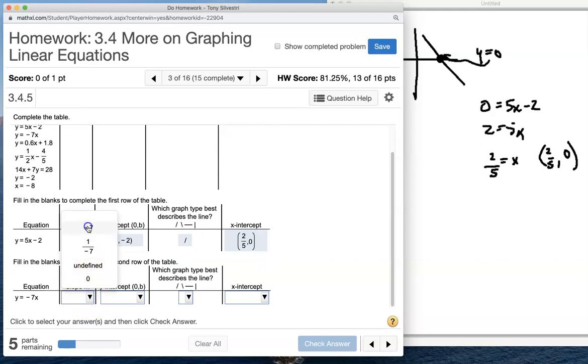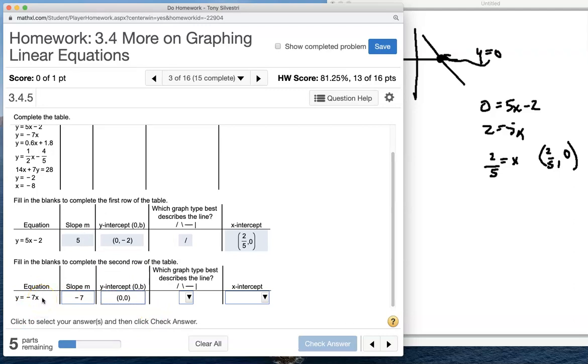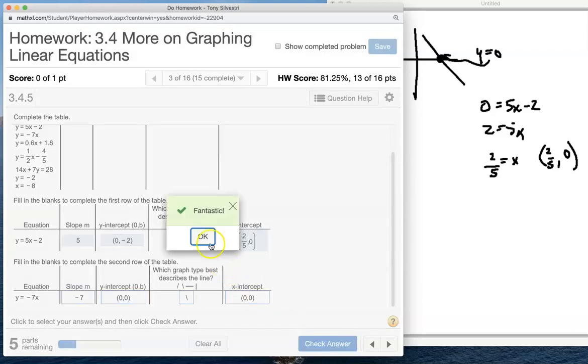What's this look like? Slope, -7. Y-intercept, 0, 0. There is no number there. It's implied 0. Okay? This is a negative slope. And the x-intercept is when y is 0. If y is 0, solve for x. Well, if I divide both sides by -7, x is 0. So 0, 0. It's going to cross the x-axis at 0, and it's implied that the y-axis is 0 when it crosses the x-axis. Check your answer. Great job.